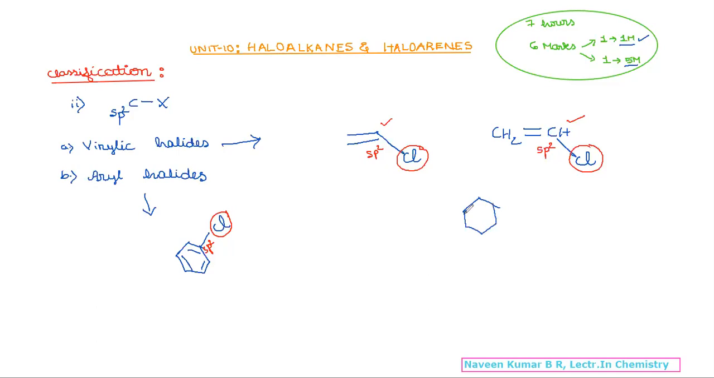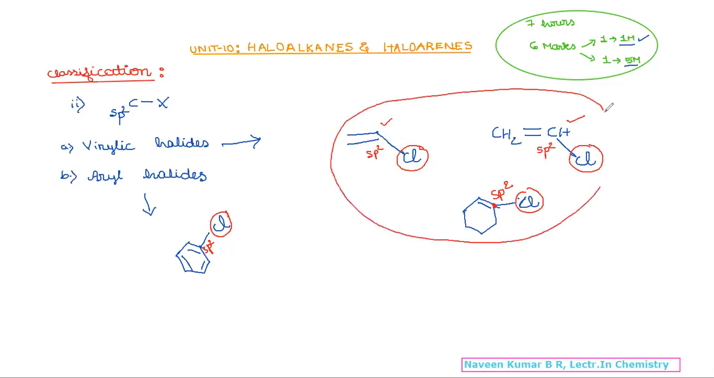Take a cyclic ring compound, not a benzene, but a cyclic ring compound. Now to this a halogen atom is attached. In this case again, the halogen atom is attached to this carbon. As this carbon is surrounded by one pi bond, it presents sp2 hybridization, but this is not an aromatic ring. Hence, this is also an example of a vinylic halide. All these three belong to vinylic halides, whereas this one is considered a simple aryl halide.